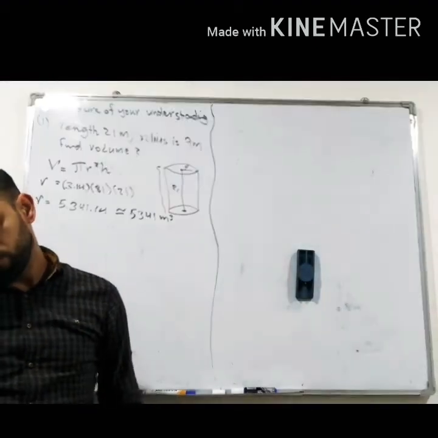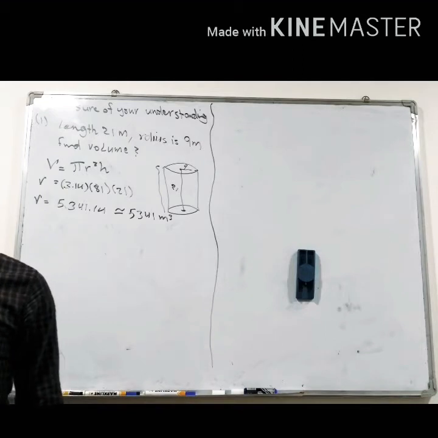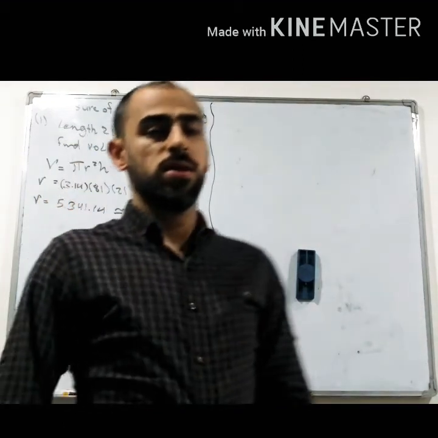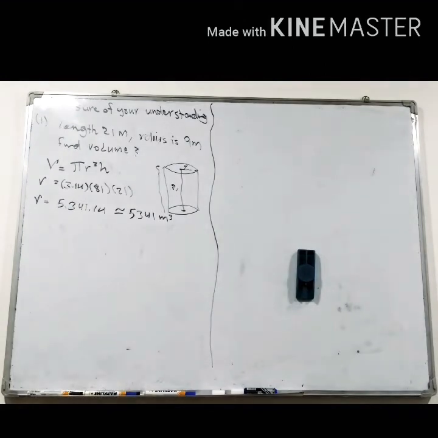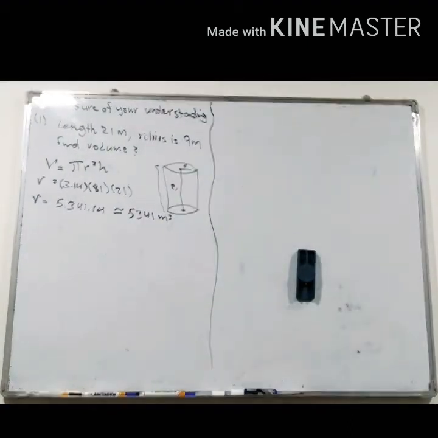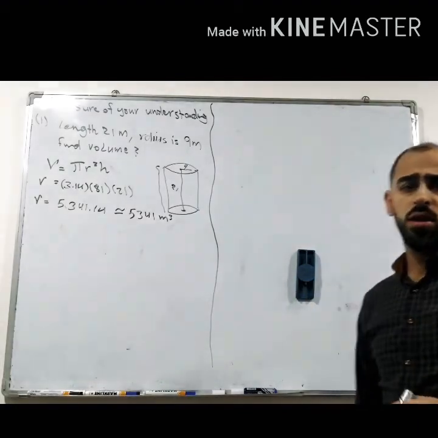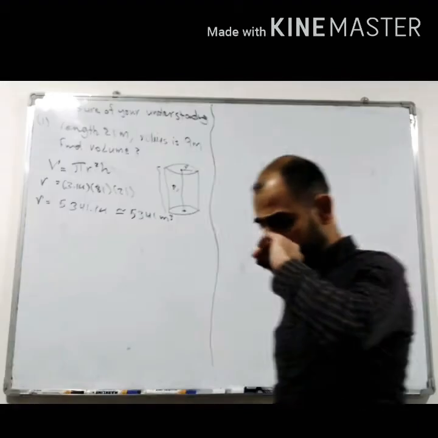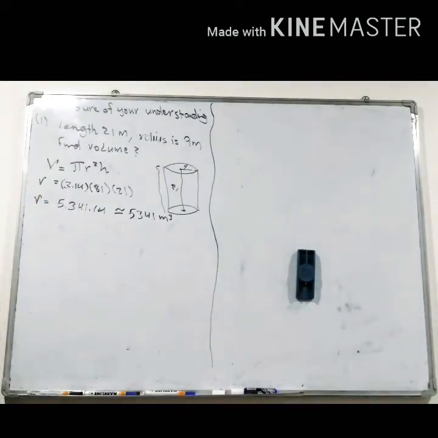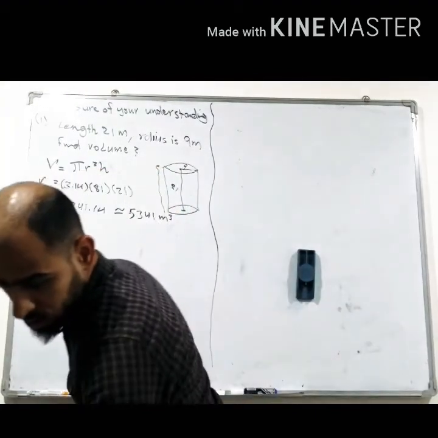Question number 2: find the surface area and volume of a sphere which has a radius of 10 meter. This question also directly applies the law of area of a sphere and the volume of a sphere. I will leave this question as homework for the students. It's a very easy question. Just substitute in the law of area of a sphere, which is 4 pi r to the power 2, and the volume, which is 4 over 3 pi r to the power 3, and find the result. So I will solve question number 3.